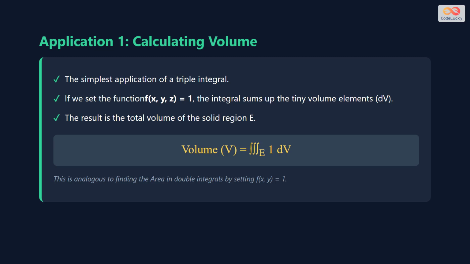The most fundamental application is finding volume. If we imagine our function f of x, y, z is simply equal to 1 everywhere, then the integral is just summing up the tiny pieces of volume, dV, without changing their value. The result of this calculation is the total volume of the solid region. This is directly analogous to finding area with a double integral.